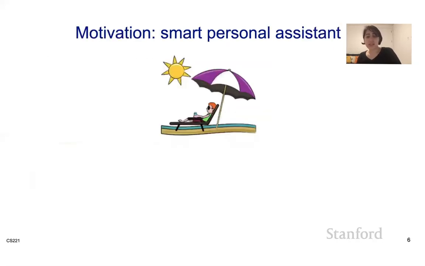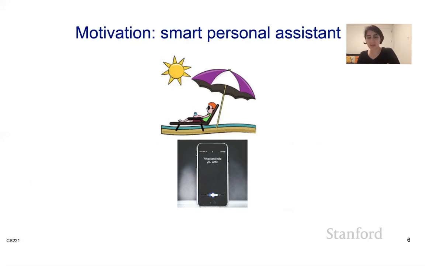All right, so let me motivate logic with an example. I think Percy showed this example during the first lecture, where our goal is to have a smart personal assistant. So let's say we're sitting on the beach after class, on vacation after COVID, and we have a personal assistant. Maybe it's Siri, or maybe it is something fancier than Siri.